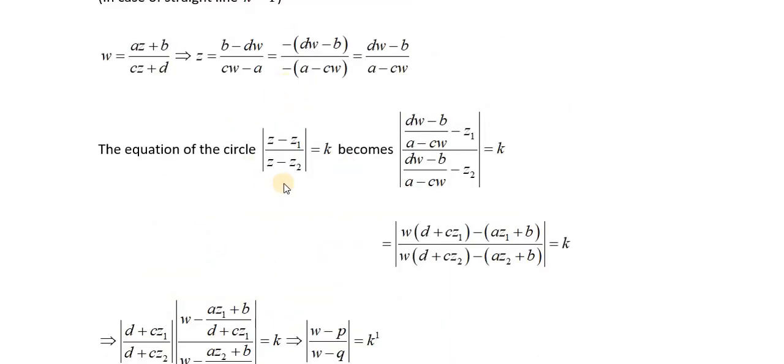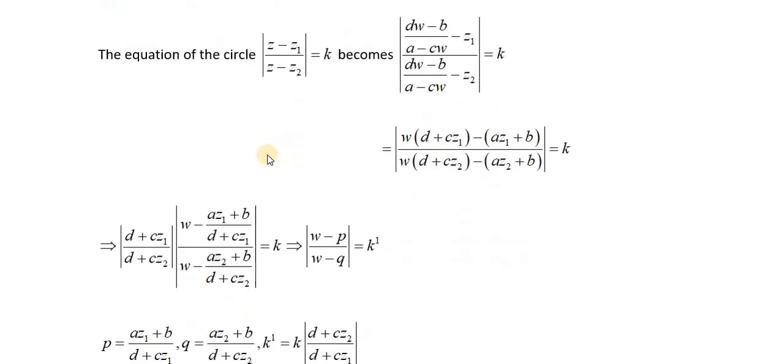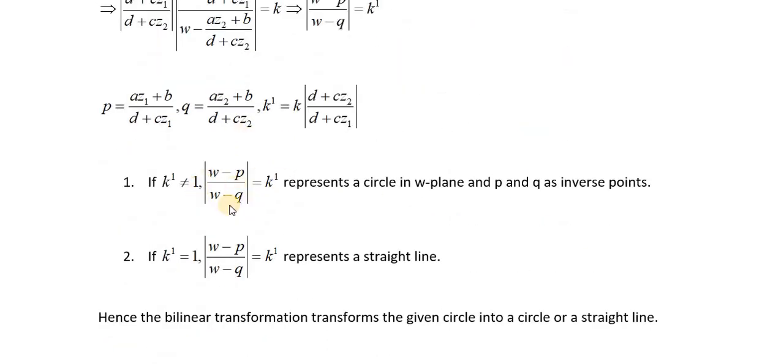Observe, this is the equation of a circle in the Z plane. This is the equation of a circle in the W plane. That's why we are going to get circles mapped to circles. If K dash equal to 1, then this equation represents a straight line. Hence, the bilinear transformation transforms the given circles into a circle or straight line. Once again, if K dash not equal to 1, this equation represents a circle. That's why circles map to circles.